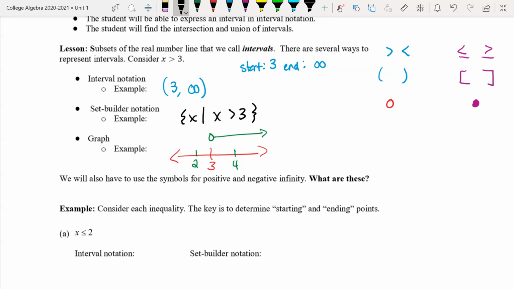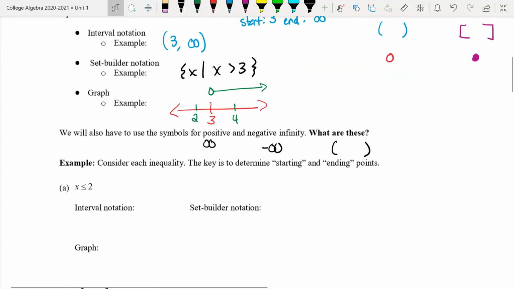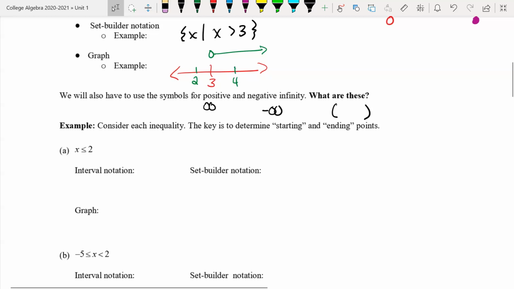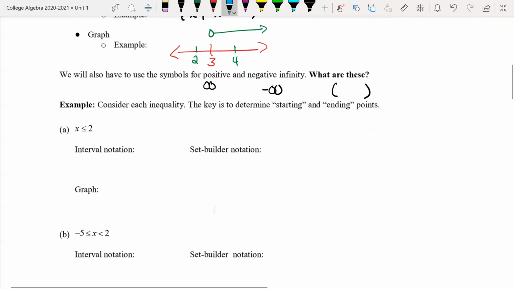Again, positive infinity looks like this. Negative infinity looks like this. Do not forget that if you use this in interval notation, and you might as well get used to that word because it's going to ask you a lot on Hawks to write in interval notation, you're thinking parentheses or brackets. But if it's positive or negative infinity, we always use a parenthesis.